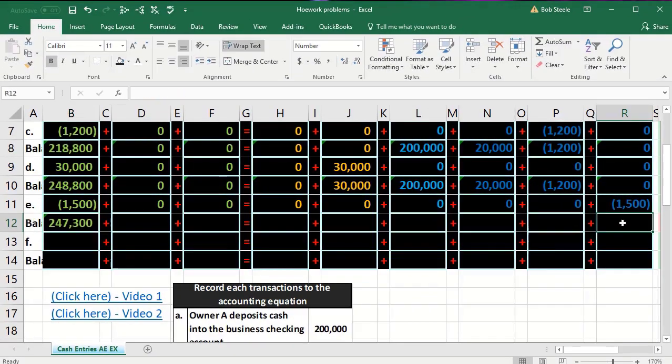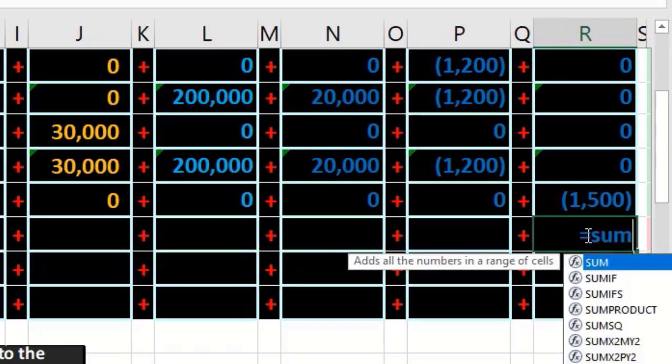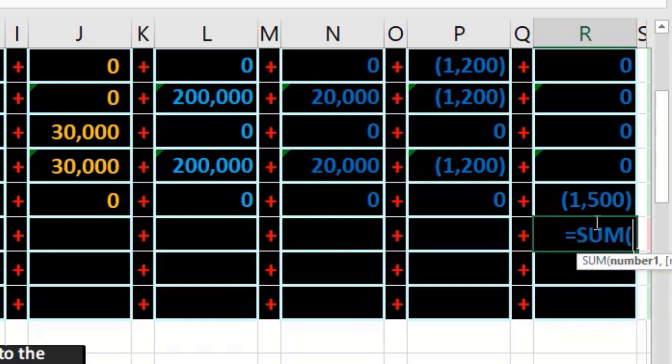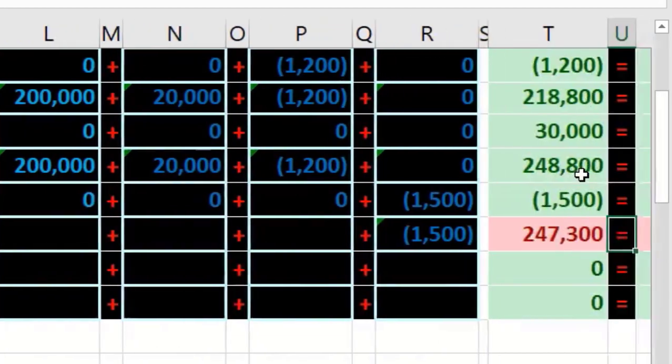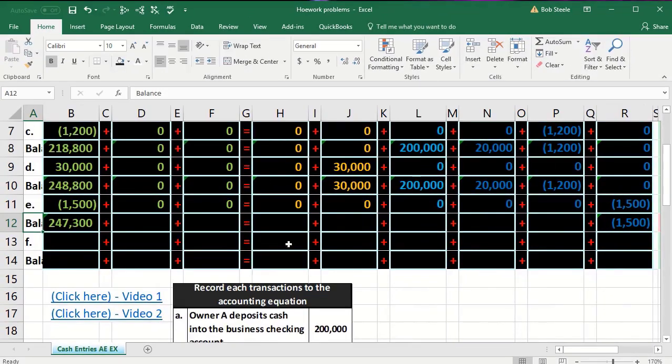So then we're gonna go over here. This is the new thing that happened in R12. I'm gonna sum these up, equals SUM. Double click the sum, highlight the cells, and enter. And there we have that. It's gonna be a negative number. Those are the new things that happened, but of course we are not in balance because we need to bring down the rest of the balances that were in row 10.